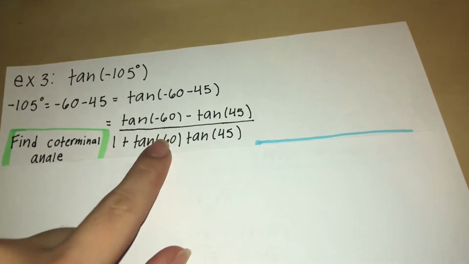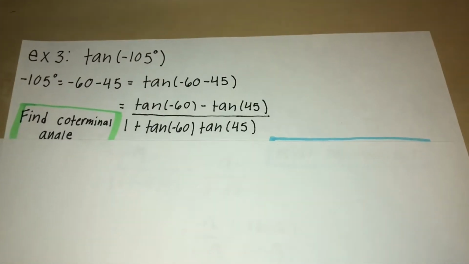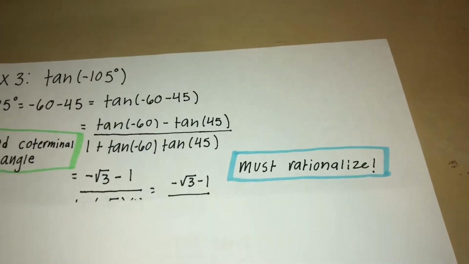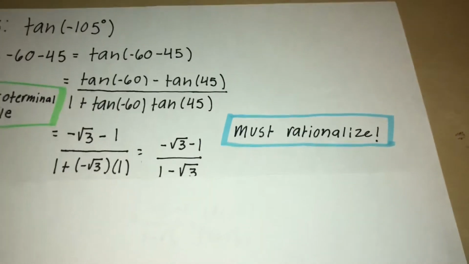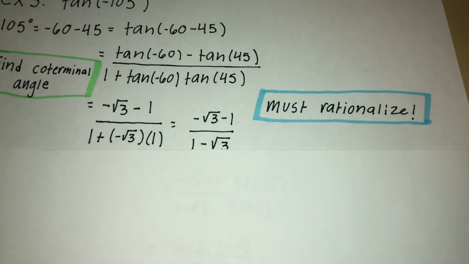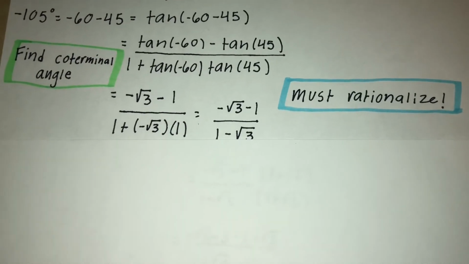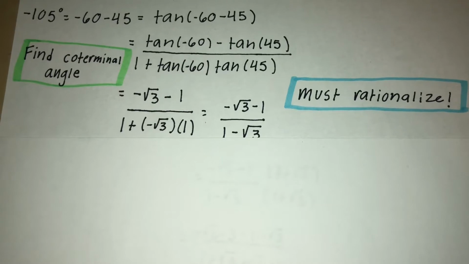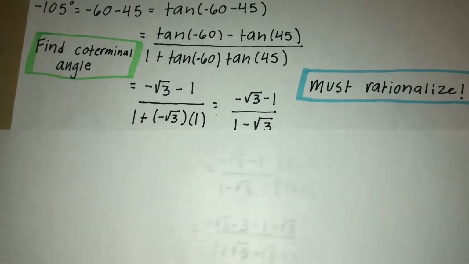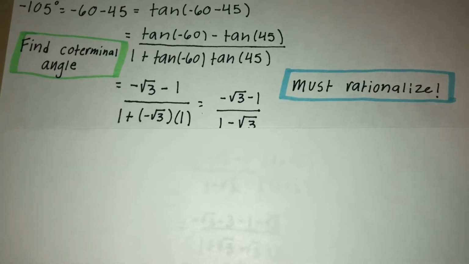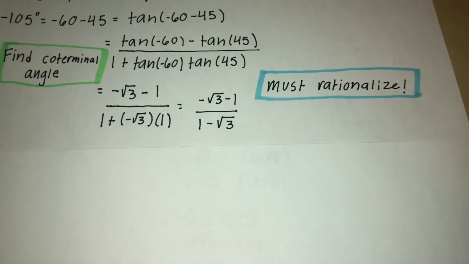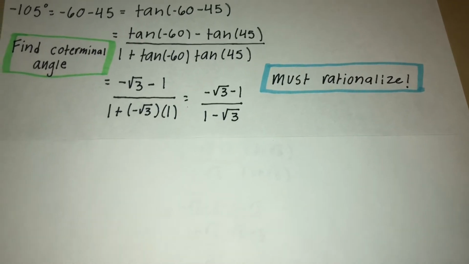And in order to find negative 60, since negative 60 is not on the unit circle, you're going to be using coterminal angles, so you will add 360, giving you 300. So after I plug everything in, tangent of 300 is negative root 3 over 2 divided by 1/2, giving you negative root 3. And tangent of 45 is just 1 because it's root 2 over 2 divided by root 2 over 2. So then you're going to plug that in, giving you negative root 3 minus 1 over 1 plus negative root 3 times 1, giving you negative root 3 minus 1 over 1 minus root 3.